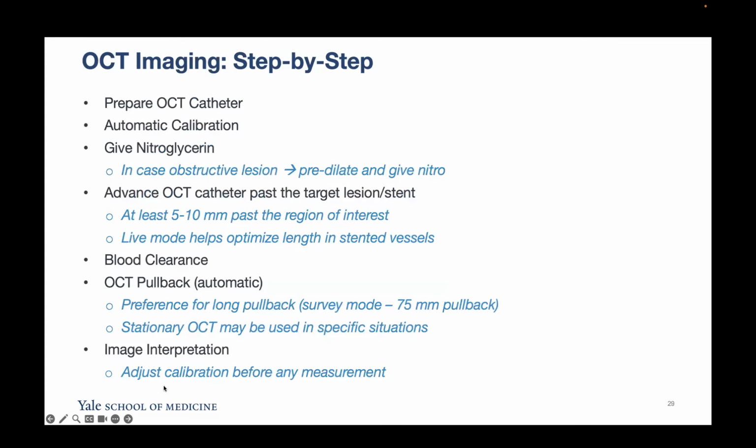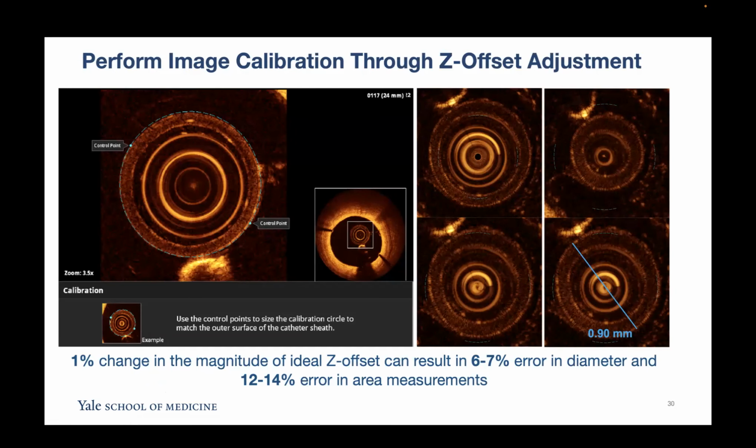And always adjust calibration before you do any measurement. This is also always automatically done before the acquisition, but just make sure that your calibration is correct before you measure, so you don't make mistakes. The way to calibrate is, there is a calibration button in the left corner here. You just move those two control buttons, and you have to have this blue circle surrounding the OCT catheter. We don't want the markers inside the catheter, and we don't want them too much outside. What we want is them aligned to the catheter.